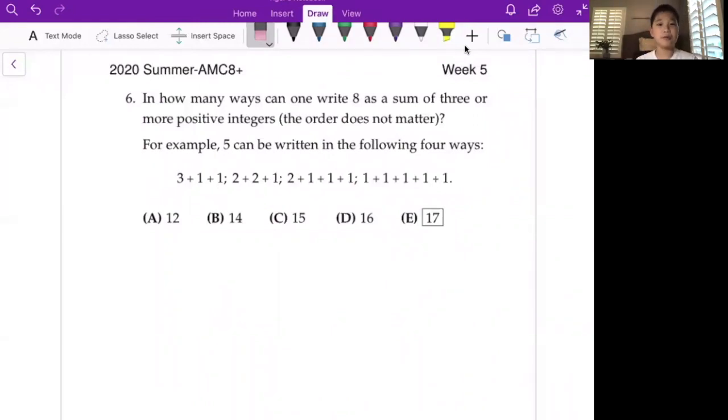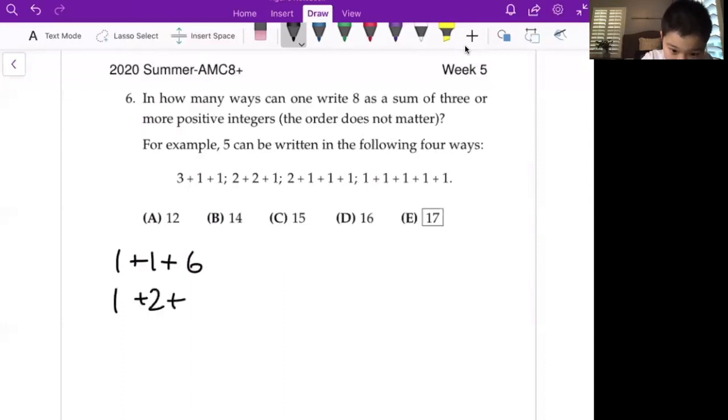So how do you do that? We have to count in a very organized way. So it says the sum of 3 or more positive integers right here. So let's start with 3. So 8 can be written as, and in these organized ways, I'm going to write the smaller number first. It's easier that way. 1 plus 1 plus 6. 1 plus 2 plus 5.